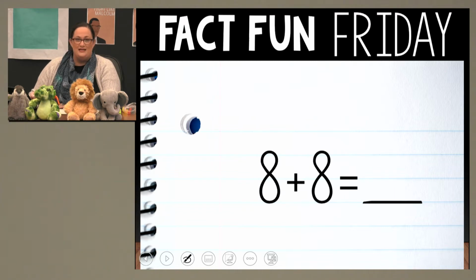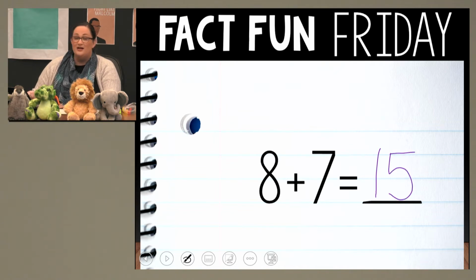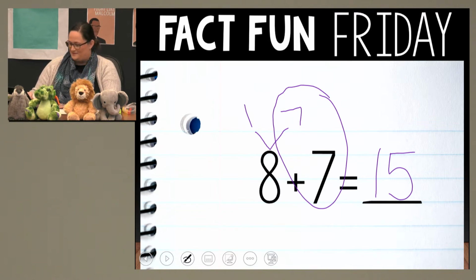8 plus 8. It's a double. 8 plus 8 is 16. That rhyme is really fun to say. If 8 plus 8 is 16, then what's 8 plus 7? Just one less. It's 15. Another way I look at it is this. I know 8 has 7 and 1. I've got my double, 7 plus 7 is 14, and 1 more is 15.